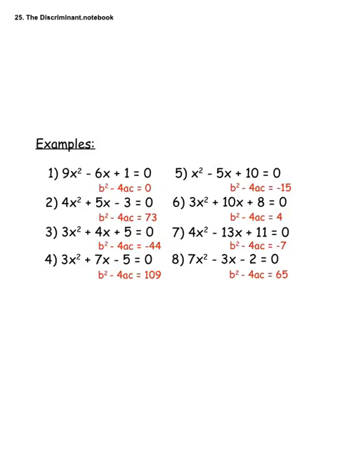Number 5, the discriminant is negative 15, so no real roots there. Number 6, the discriminant is 4, so we've got 2 real and distinct roots. Number 7, the discriminant is negative 7, so we've got no real roots there. And number 8, the discriminant is 65, so we've got 2 real and distinct roots.